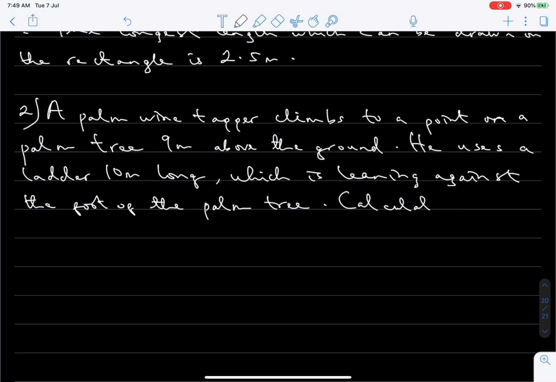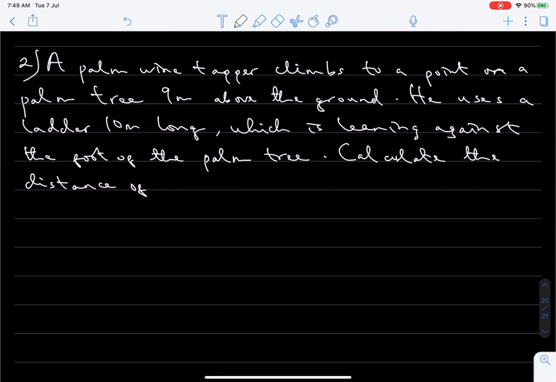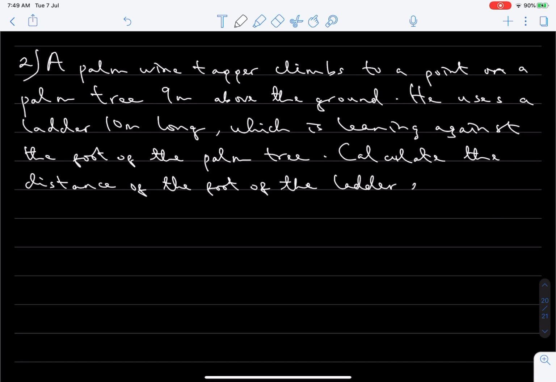Calculate the distance of the foot of the ladder from the foot of the palm tree.